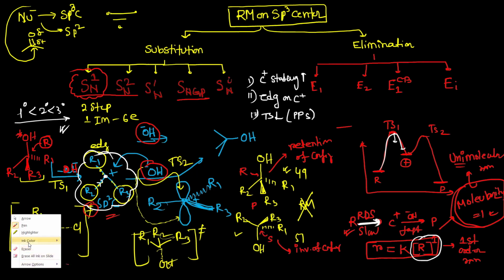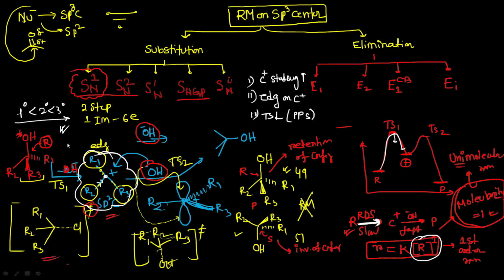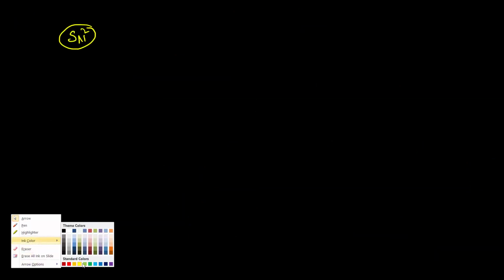And now let's discuss SN2. I have told you initially that our ultimate goal is to convert one compound by replacing it with a nucleophile. Suppose my initial compound is like this: OH star, R1, R2, R3. Now what happens here?